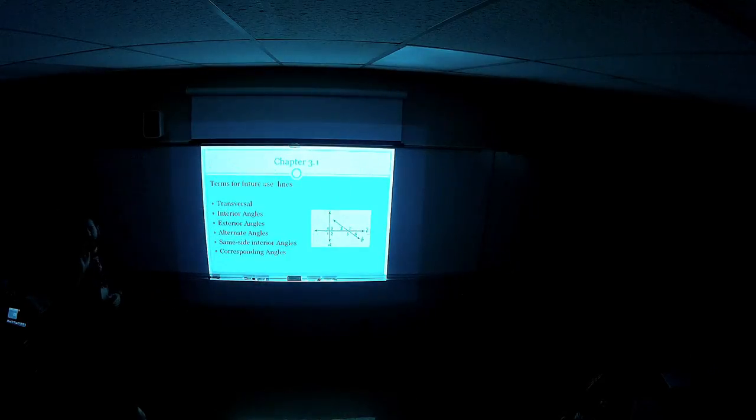All right, now, that group also had vertical. So what are vertical angles on that picture? 8 and 6. 5 and 7. 3 and 1. Okay, those are good examples.